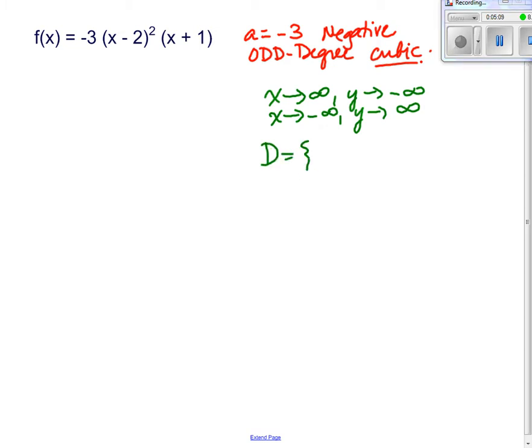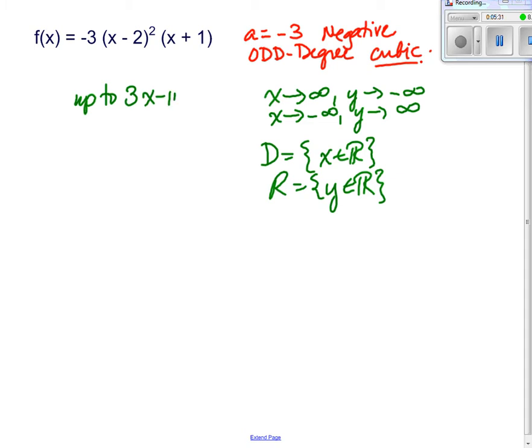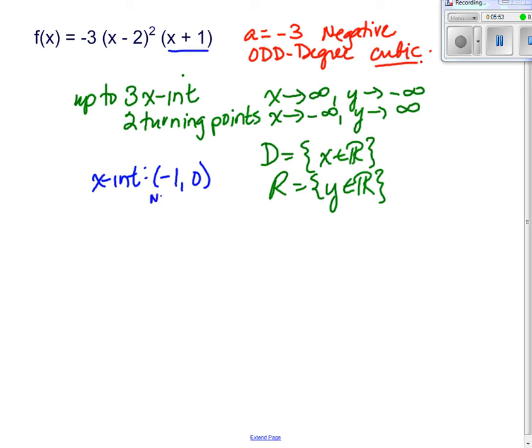I know my domain and range. For an odd degree, negative, x can be any real number, y can be any real number. I know for a cubic, I can have up to 3 x-intercepts. I can have up to 2 turning points. And since this is in lovely factored form, I know that specifically I have x-intercepts of -1, 0 from this, which has degree 1, which means it is not a turning point. I have an x-intercept from this bracket of 2, which has order 2, which means it is a turning point.